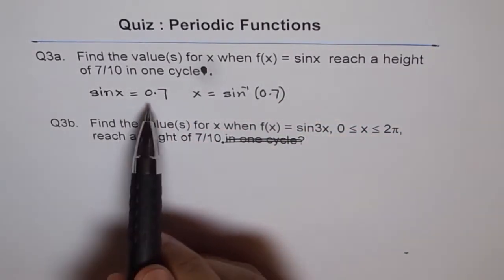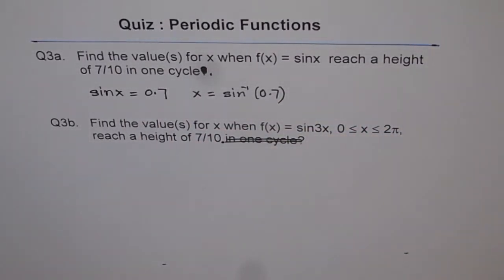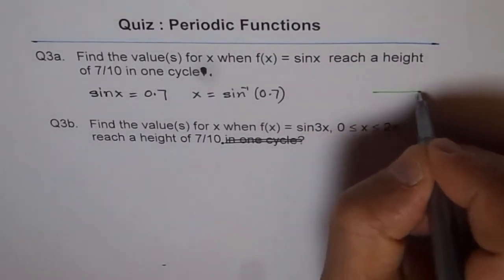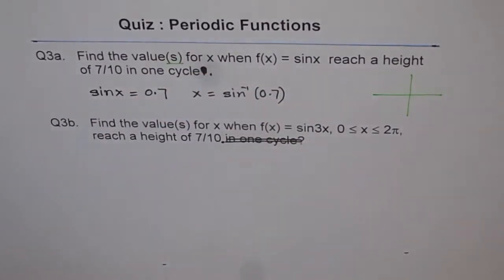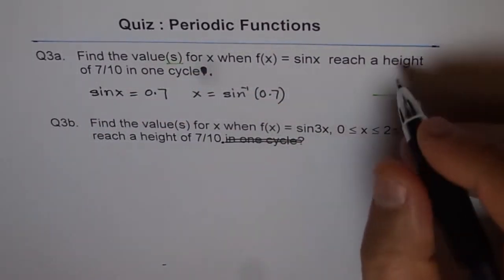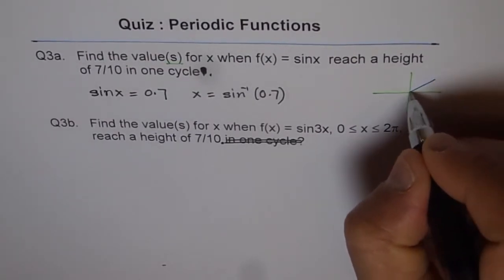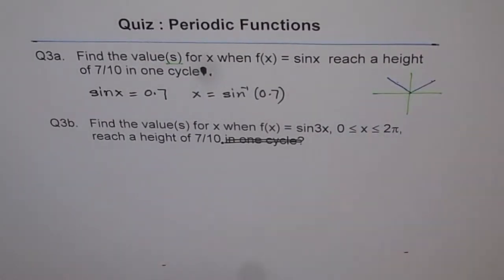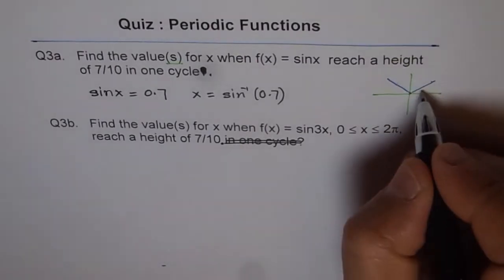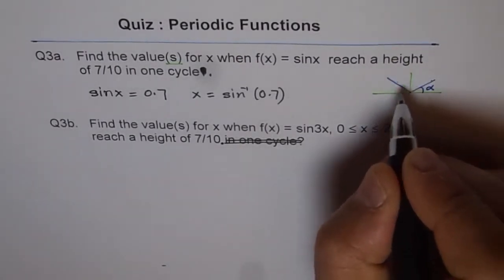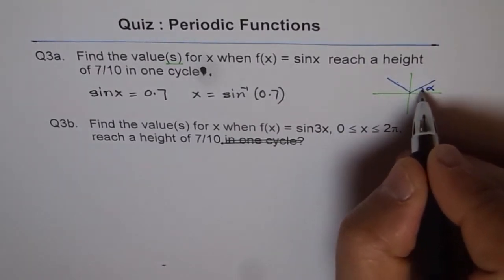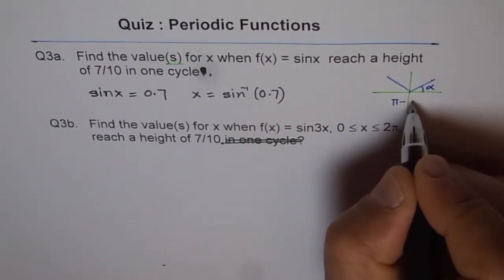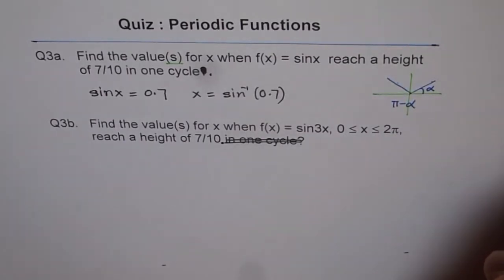Now, since we have a positive value, remember that there are two angles which we should provide in the answer. Sine is positive in quadrant 1 and in quadrant 2, correct? So we are expecting two answers. If one answer is alpha, the other one is pi minus alpha, right? So you have to provide both the answers.